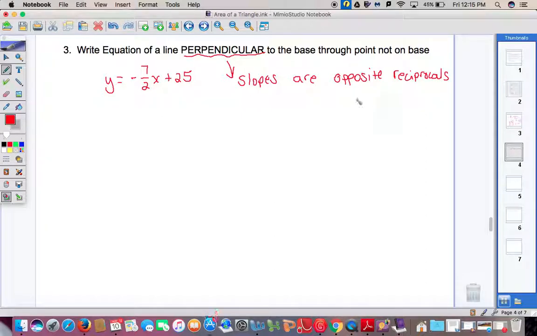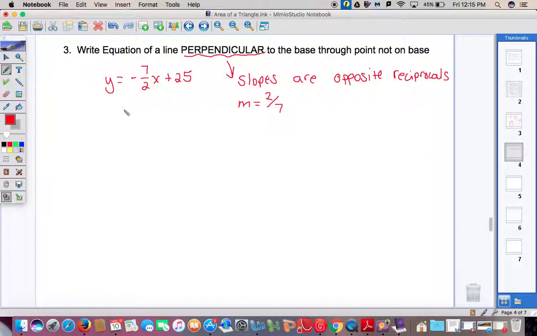Okay, so an opposite reciprocal is, again, when your numerator and denominator switch positions, and opposite means different signs. So I currently have a slope of negative 7 halves, and so the opposite reciprocal would be a slope of positive 2/7. So my slope is equal to 2/7.